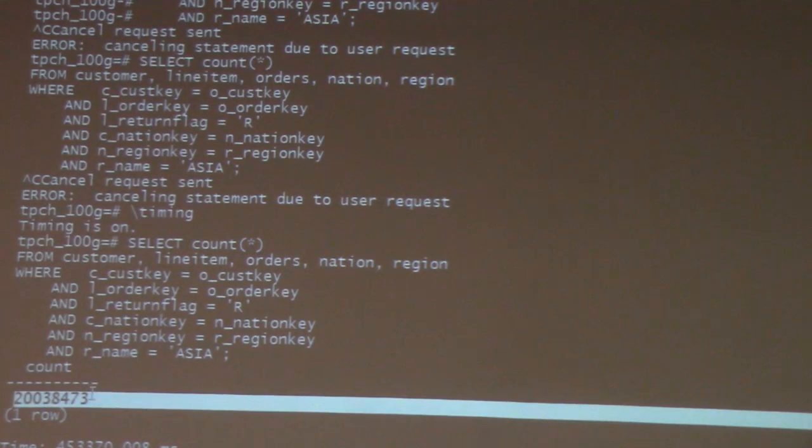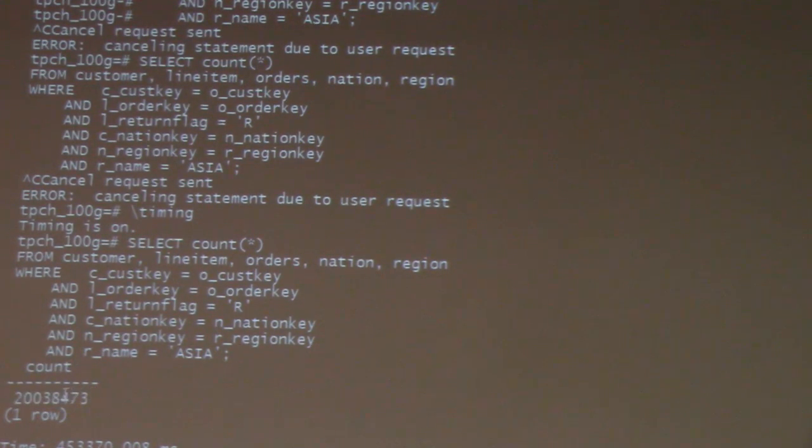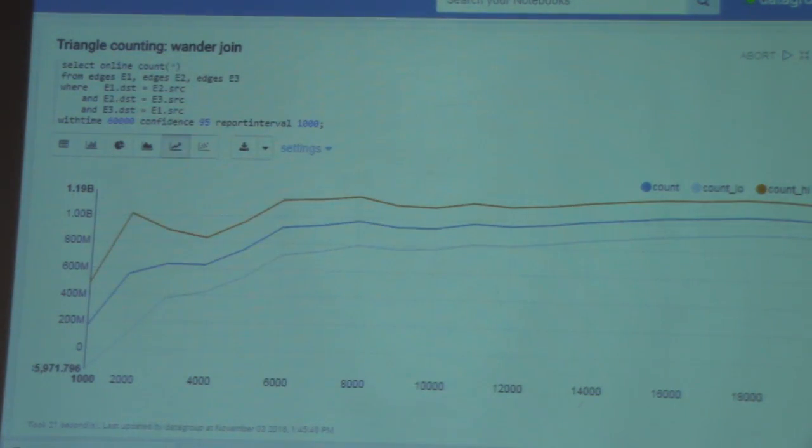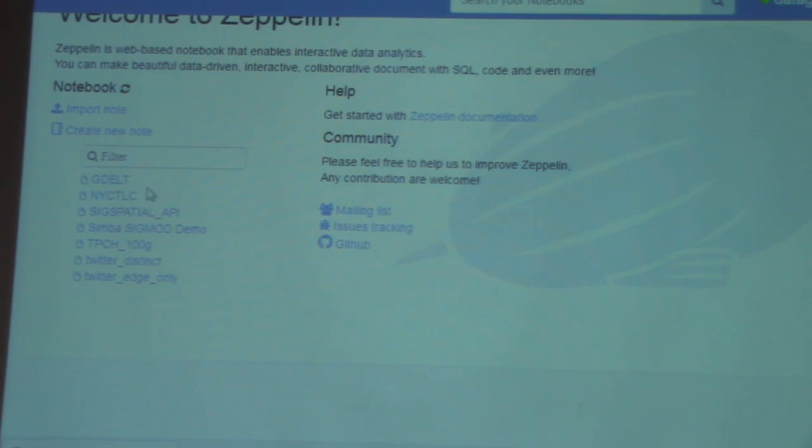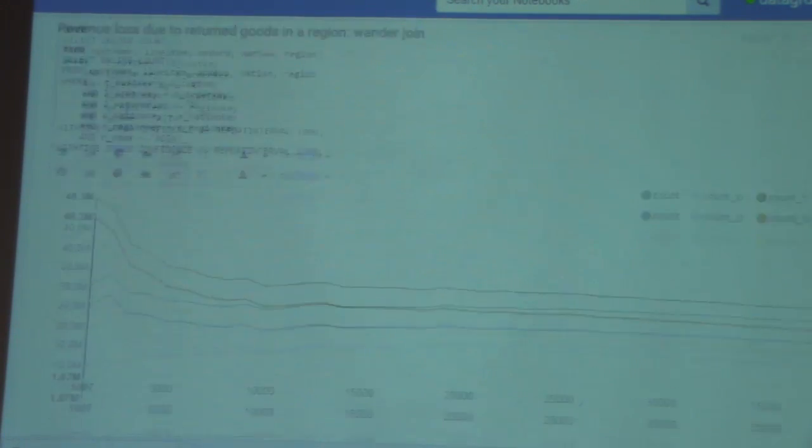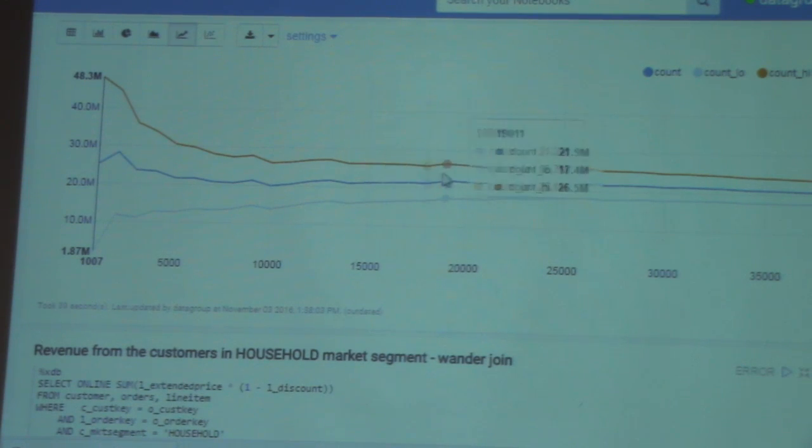So let's verify the estimation is actually accurate. So this is roughly about 20 million records, right? What was the estimation we got? Fairly close, in that range.